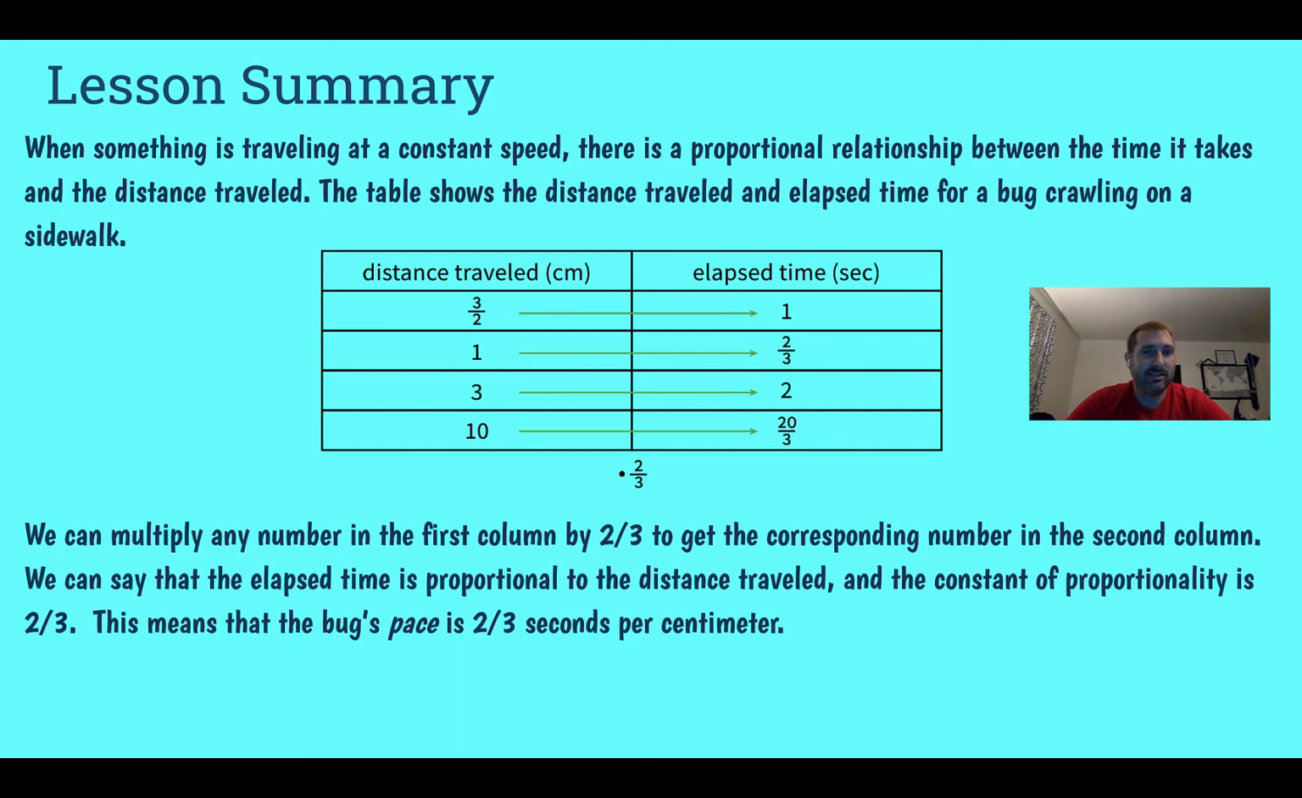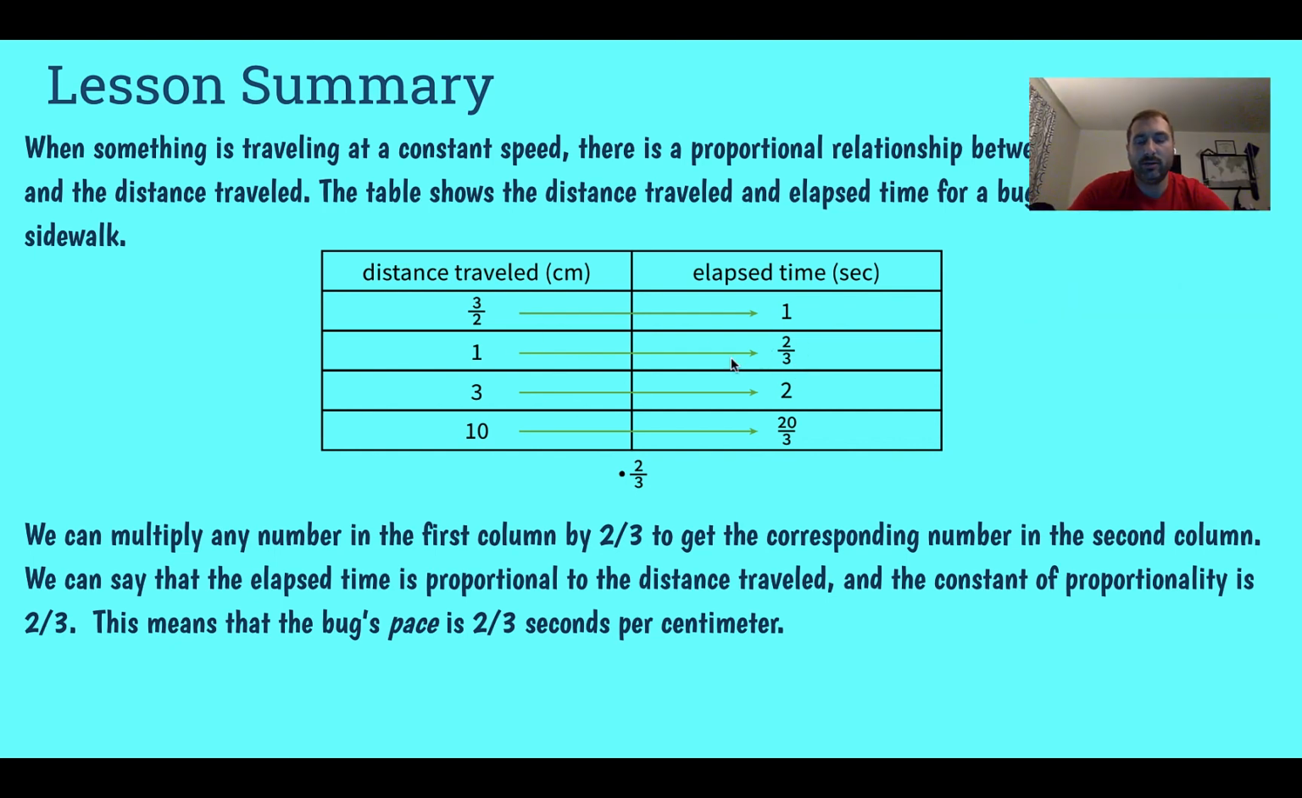The distance it traveled in centimeters and the time in seconds. So it went 3 halves centimeters, or 1.5 centimeters, in 1 second. It went 1 centimeter in 2/3 seconds. We can use our constant of proportionality, which ends up being 2/3, to figure out the time that it takes to travel any distance. If you notice too, we have the 1 in our distance traveled. That's our unit rate. So going forward, our constant of proportionality that we would have had to multiply by ends up being paired with the 1.